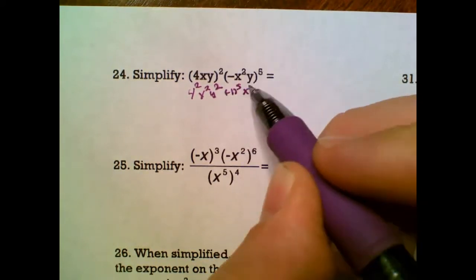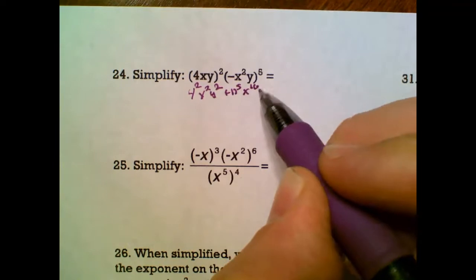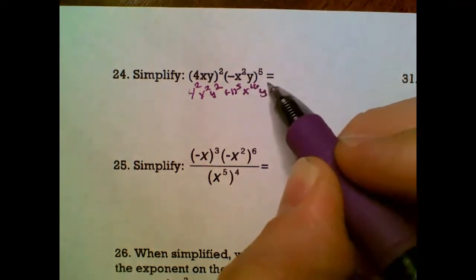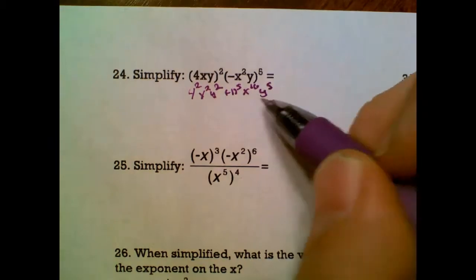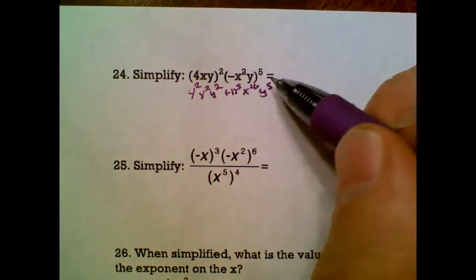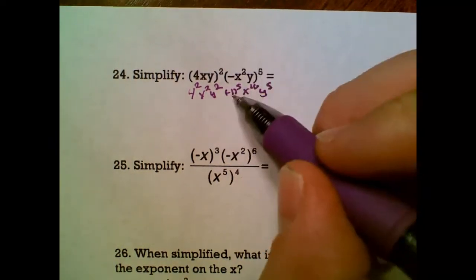X, what's 2 times 5? 2 times 5 is 10. Y times 5, 1 times 5 is 5. Okay, so let's see if we can simplify this. Now, what's negative 1 to the 5th power? Let's focus on that. Negative 1 to the 5th.